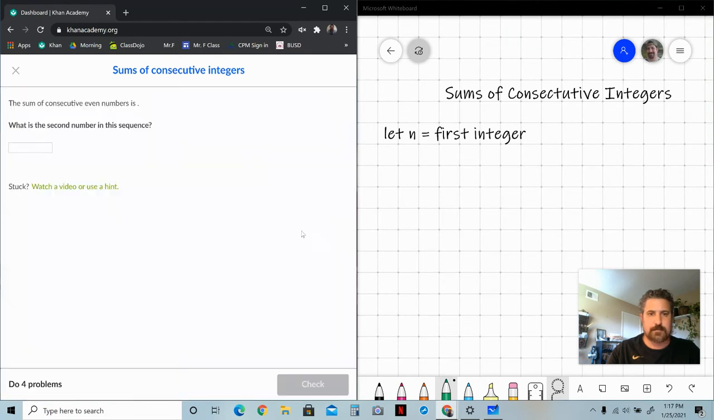So let's go. All right, it says the sum of three consecutive even numbers is 78, okay? So the sum of three consecutive even numbers is 78. What is the second number in the sequence?